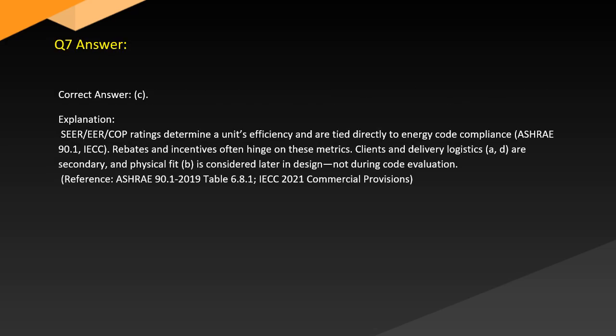Answer. Correct answer: C. Explanation. HRConquer ratings determine a unit's efficiency and are tied directly to energy code compliance at ASHRAE 90.1. Rebates and incentives often hinge on these metrics. Clients and delivery logistics, A and D, are secondary, and physical fit, B, is considered later in design, not during code evaluation. Reference: ASHRAE 90.1, 2019, Table 681. LUC 2021 Commercial Provisions.